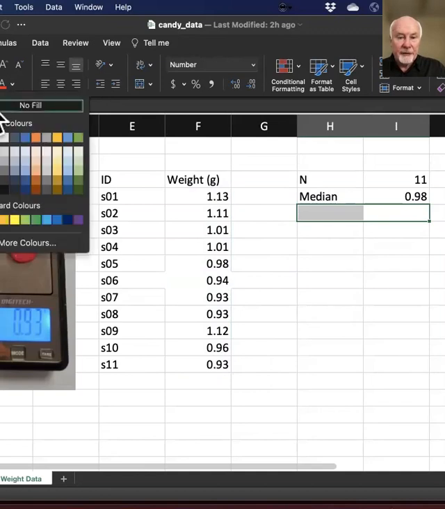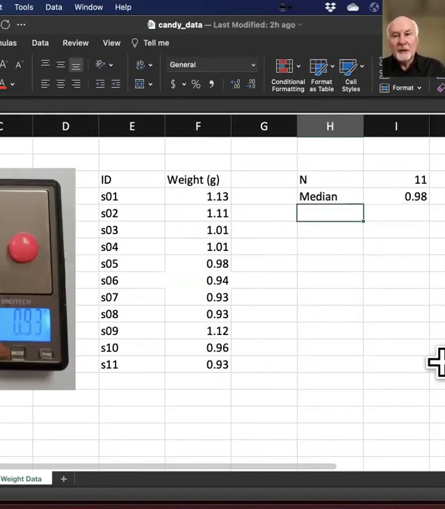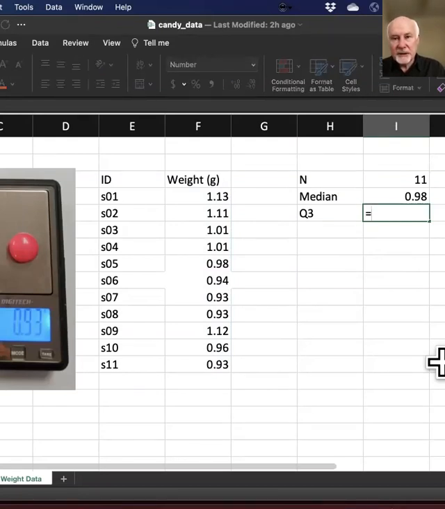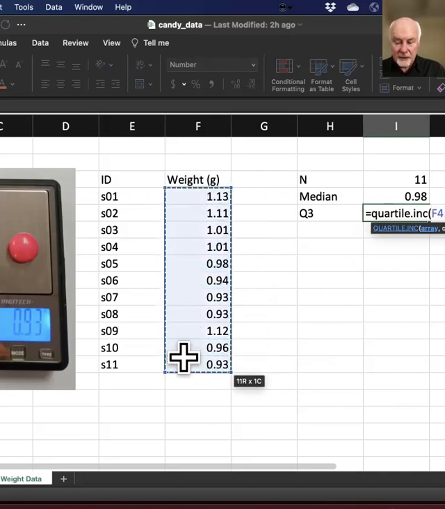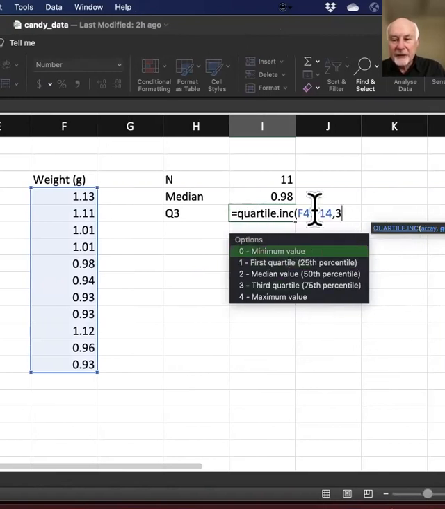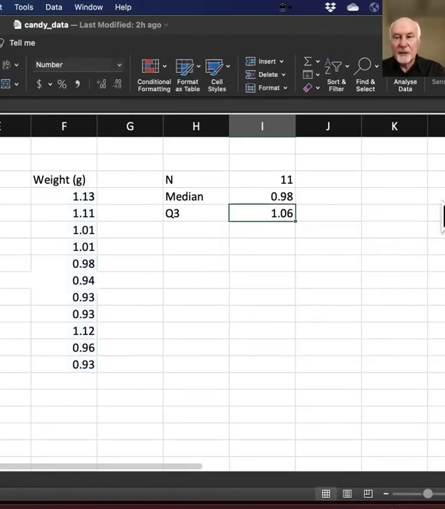Okay, so that's straightforward. Now, to get the interquartile range, we need Q1 and Q3. So let's start with Q3. The function you use in Excel is called quartile.inc. So that's inclusive quartile. We highlight the data, and then we tell it which quartile we want. So we want quartile 3. We have the data range, F4 to F14 there, and the 3 is the quartile that we want. So it gives us 1.06.